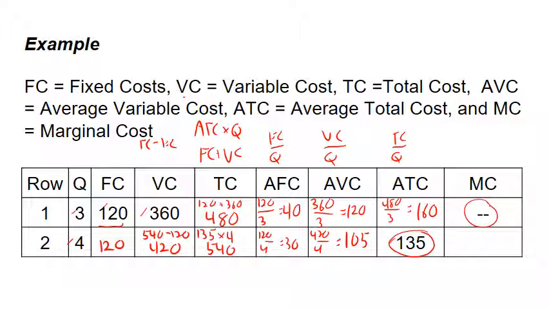And now I can find marginal cost. Marginal cost is the change in total cost over change in Q, which is the same as change in variable cost over change in Q. We'll do total cost. Total cost went from 480 to 540. That's an increase of $60. Output went up from 3 to 4. That's an increase of 1. So marginal cost is $60. Producing the fourth unit of output increased total cost by $60.